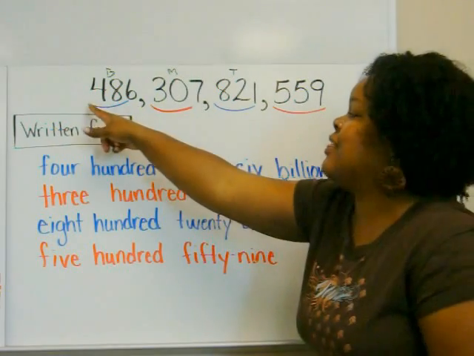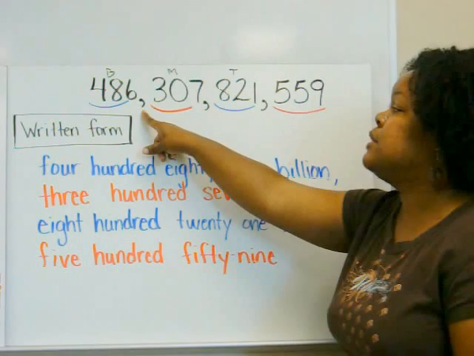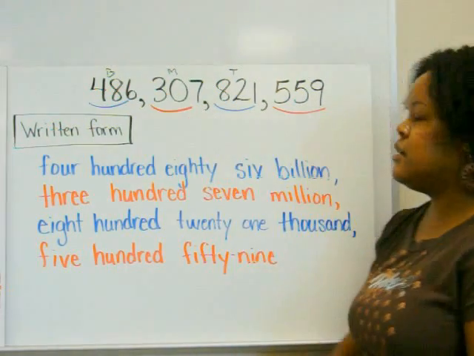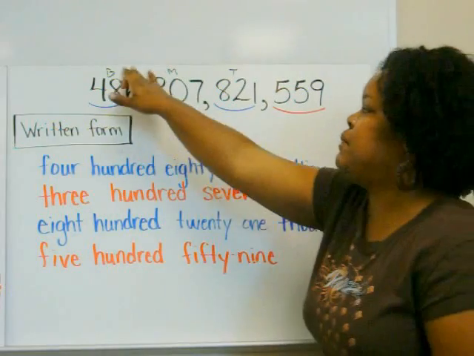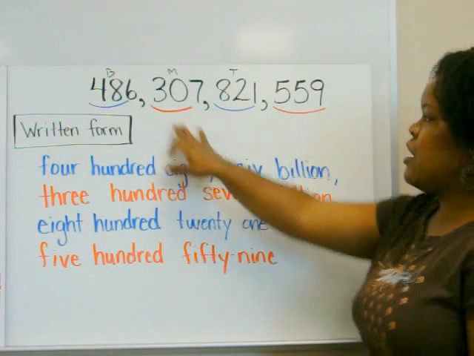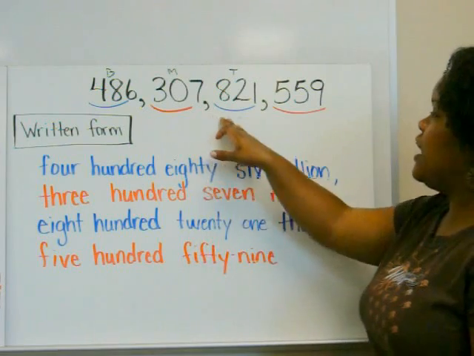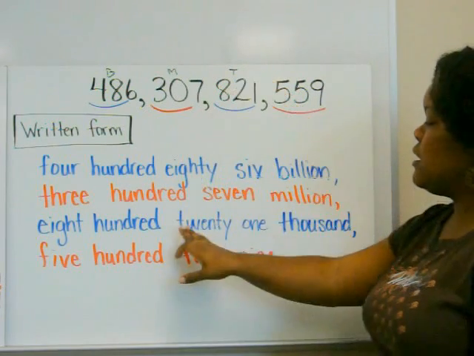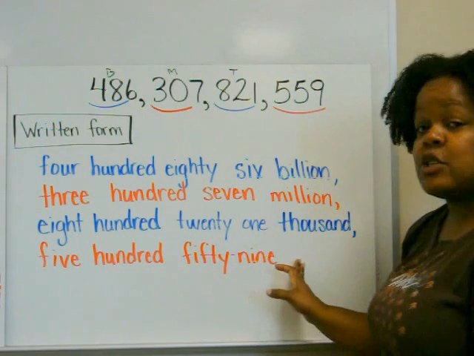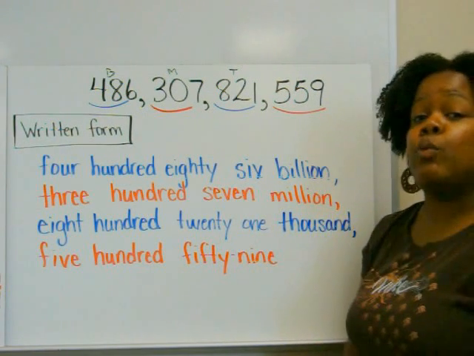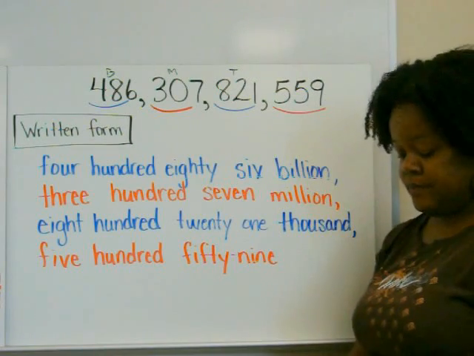You're going to write these out just like it's a 3-digit number, but when you get to the comma, you will write the name of the period. So here I have written 486 billion, just like this, 307 million, like this, 821 thousand, like this, 559. Nothing else goes at the end. Remember, written form is the standard form written out in words.